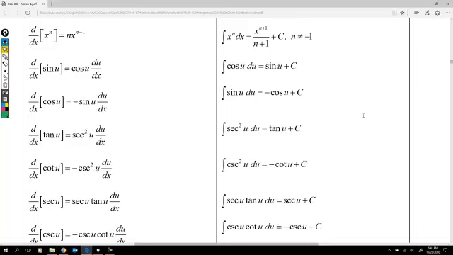And now we're going to go to reverse power rule. Okay, so very similar to what we've done. The only thing that you're going to do now is do the opposite. So now we're going to add 1 to our exponent instead of subtracting. Instead of bringing it down and multiplying, we're going to divide by our new exponent. All right, you'll also notice that at the end of each of our antiderivatives, we have a plus c.